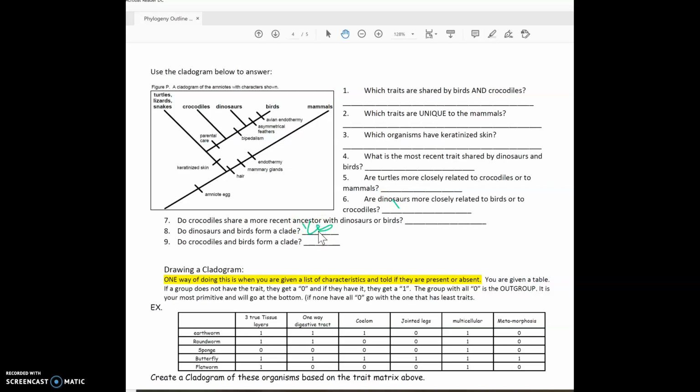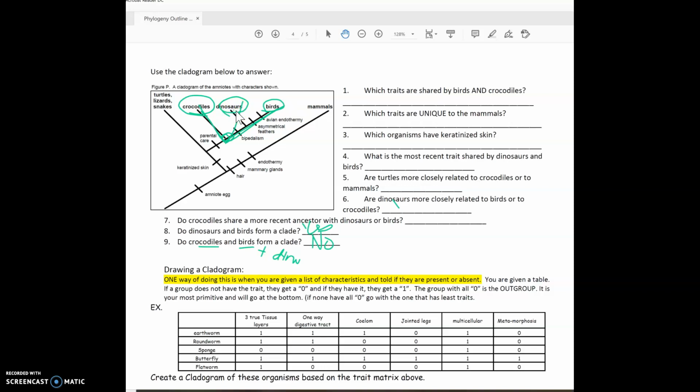And then, do crocodiles and birds form a clade? The answer would be no, because crocodiles and birds share a common ancestor, but the definition of a clade is that it's the ancestor and then all the organisms that came from it. So dinosaurs would also be included here. So crocodiles, birds, and dinosaurs would form a clade. It would be one point and then every living thing after that point. But you can't ignore the dinosaurs and just say that crocodiles and birds are a clade.